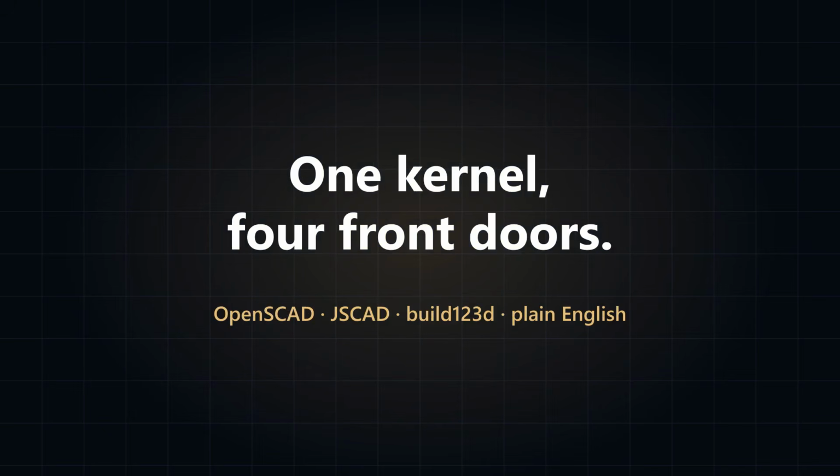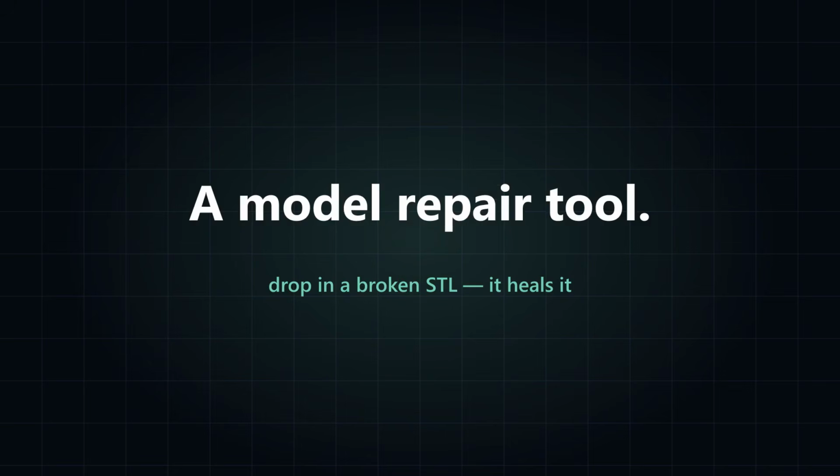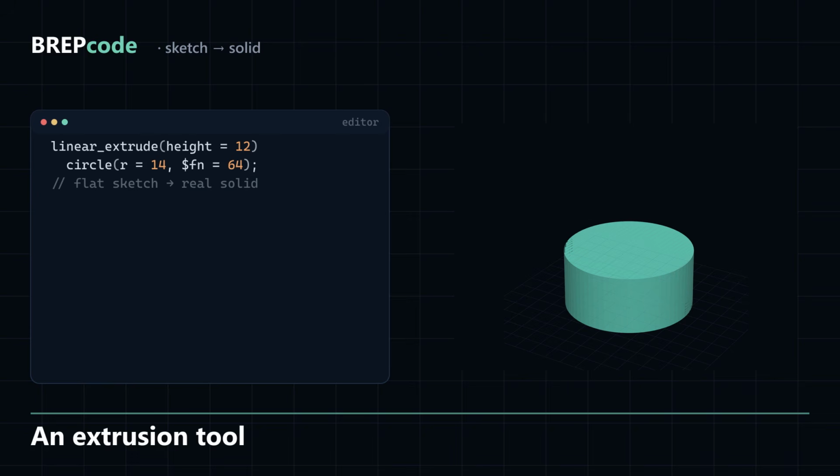It's a playground. OpenSCAD, JSCAD, Build123D, or plain English, all into one kernel. Drop in a broken STL and it repairs it. Turn a flat sketch into a solid with a single extrude.